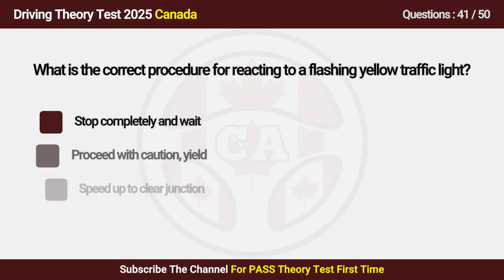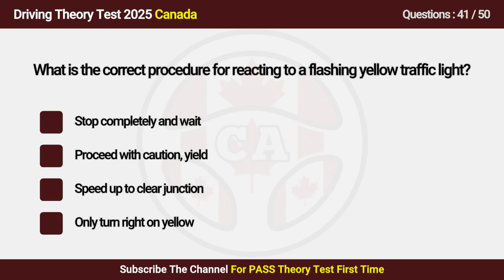Question 41. What is the correct procedure for reacting to a flashing yellow traffic light? A. Stop completely and wait. B. Proceed with caution, yield. C. Speed up to clear junction. D. Only turn right on yellow.